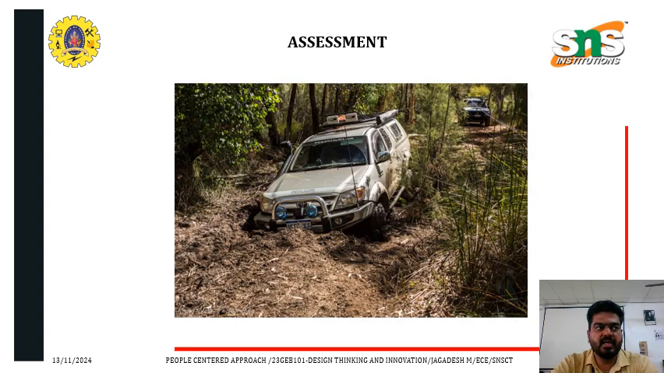So let's have the assessment. You can see from this image, the car is stuck in this ditch, right? From your perspective, how will you solve this problem? This is your assignment. Group up with your team members, solve this, and tell the appropriate answer for this kind of problem.